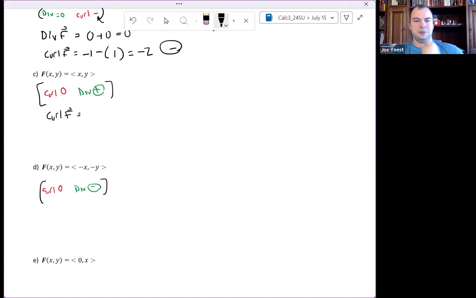Well, the curl: dq dx minus dp dy. That y doesn't have any x's in it, so that's 0 minus 0. And similarly down here, we get 0 minus 0 equals 0. Q doesn't have any x's in it. The second component doesn't have any x's. The first component doesn't have any y's. So our curl in both cases ends up being 0.